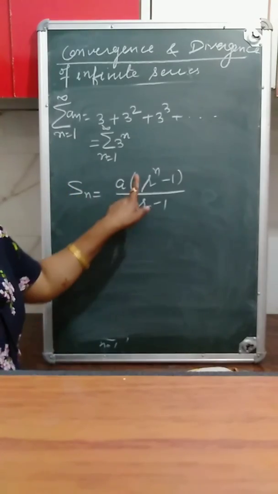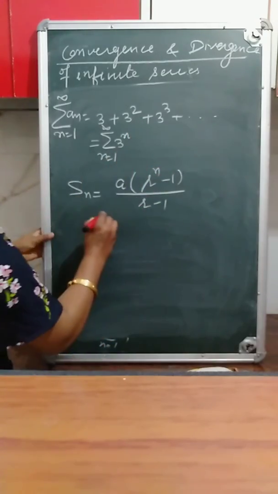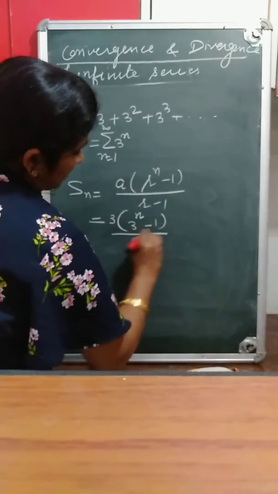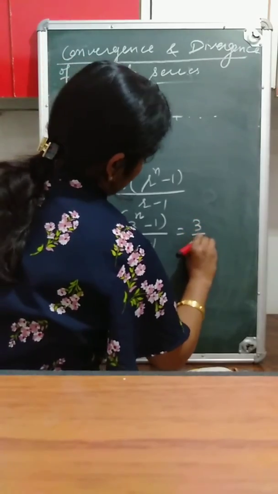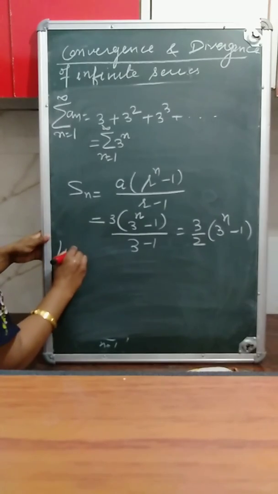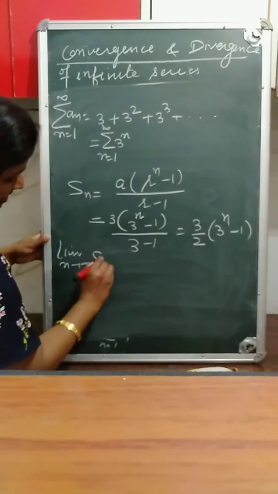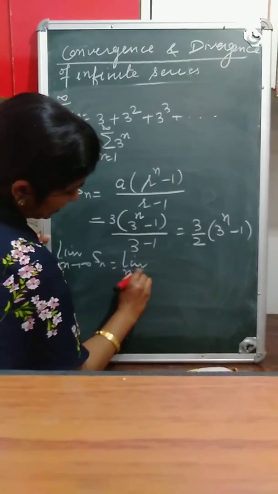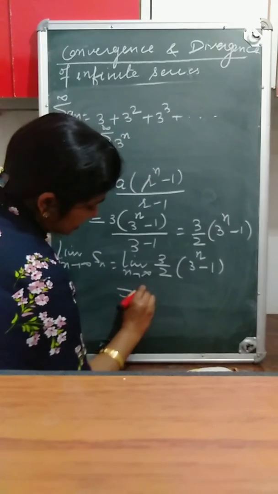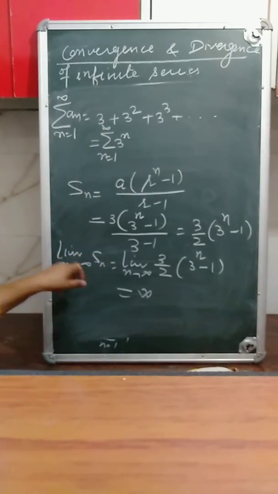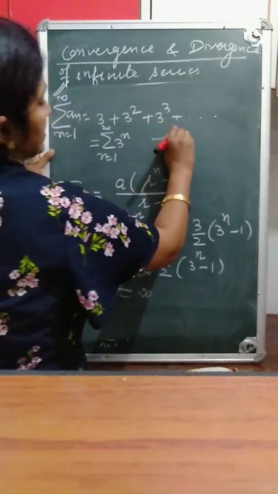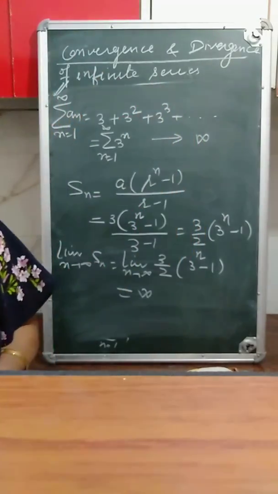Again, a is the first term, r is the common ratio, and n is the number of terms. So this is 3 into (3 raised to the power n minus 1) upon (3 minus 1). This is 3 by 2 into (3 raised to the power n minus 1), and limit n tending to infinity Sn. This is limit n tending to infinity 3 by 2 (3 raised to the power n minus 1), which is infinity. So the sequence of partial sums diverges to infinity, and therefore this series will also diverge to infinity.